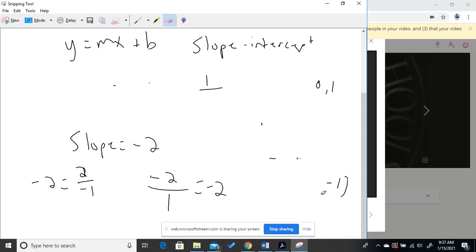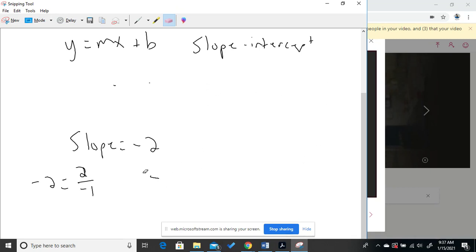So the thing to remember is to identify the slope, you can literally just count. You can count the numbers. So if you count how many spaces you go up and down, it's a fairly simple way to figure out your slope.